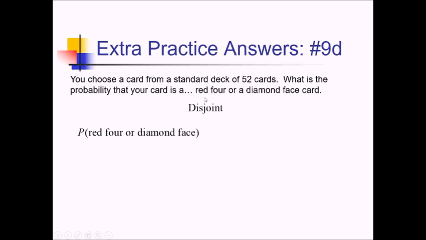So overall, there's 52 cards to choose from. And for red 4s, we have the 4 of hearts and the 4 of diamonds, and that is it. So that's 2 out of 52 that are red 4s. For diamond face cards, we have the jack, the queen, and the king of diamonds, and those are the only diamond face cards. So that's 3 out of 52 that we have to add in there. And again, there's no overlap between these groups, so we just add them and call it a day. And that is going to be 5 out of 52.